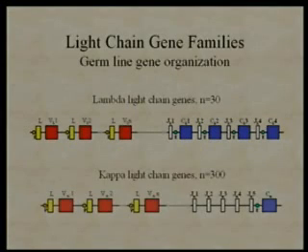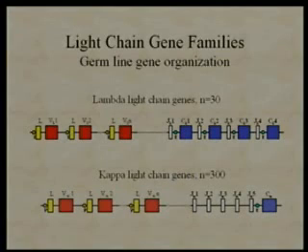What about kappa? Kappas look like this. You have a single kappa constant region gene. There's only one type of kappa chain. There's only one kappa constant region gene. You also have multiple variable region genes separated quite a distance on the chromosome from the C-kappa gene. Right? And each of these variable regions has a leader region associated with it.